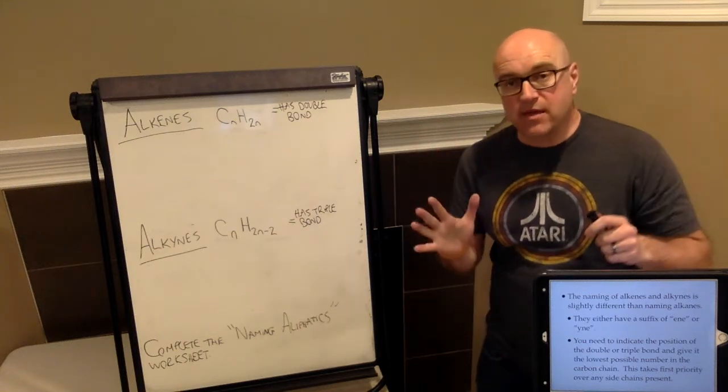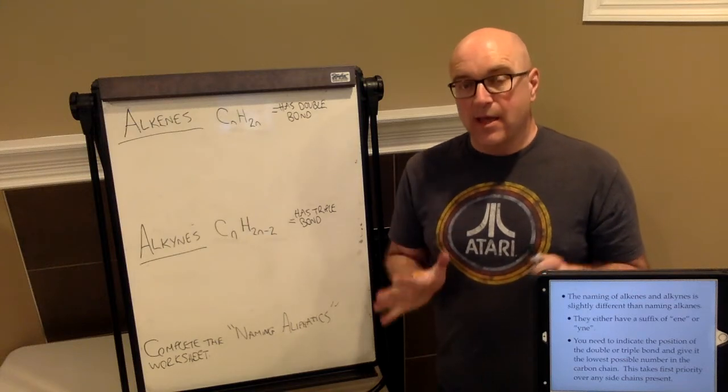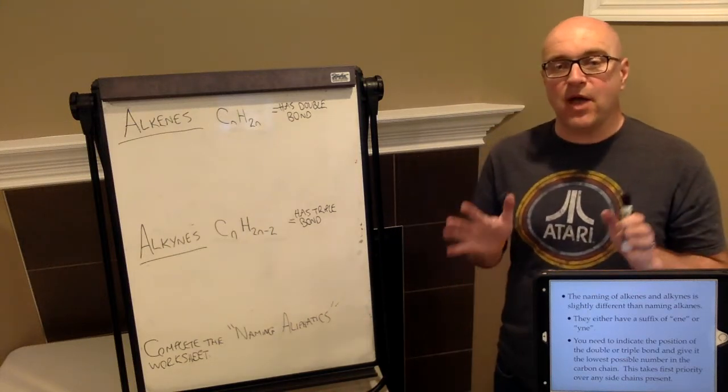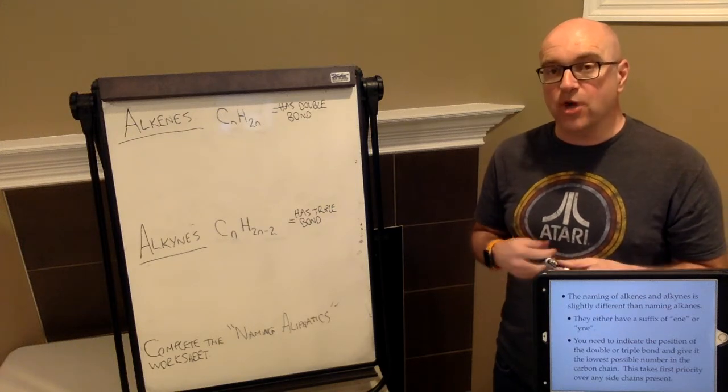So in this case, the side chain doesn't take priority for numbering. You have to get the double or the triple bond as low as you can get it.